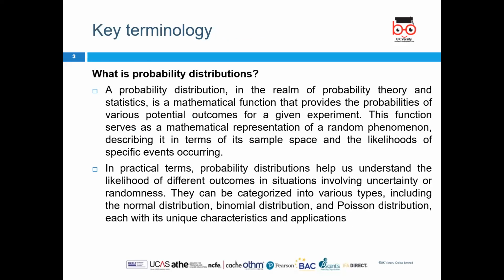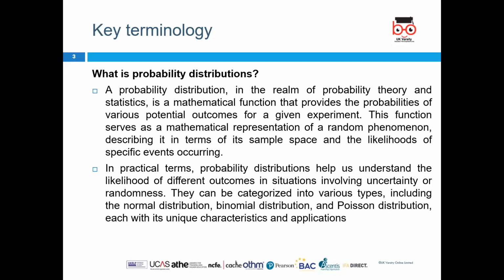So first of all, we go into the key terminologies. First, what is probability distribution? A probability distribution is a mathematical function which provides the probabilities of various potential outcomes for a given experiment. This function serves as the mathematical representation of a random phenomenon, describing it in terms of sample space and likelihood of specific events occurring. So basically, it is the likelihood of the events occurring.